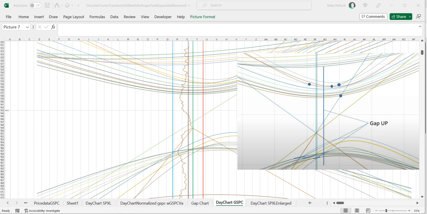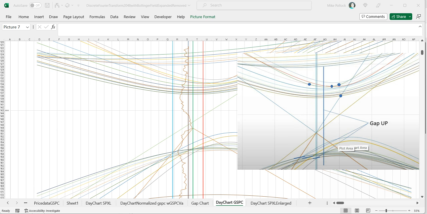Hello, this is Mike, and I'm going to give you an update on how we should have read the charts last night to predict what was going to happen today. And here's the chart we were looking at yesterday.